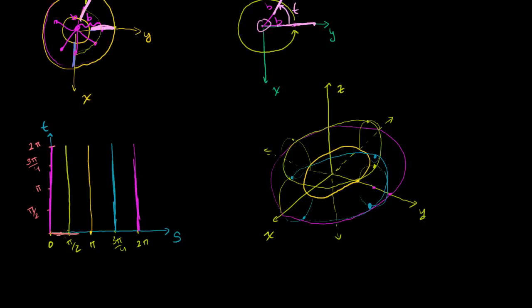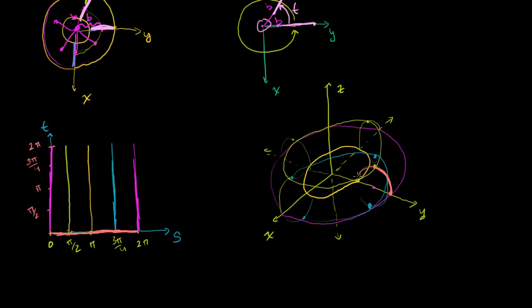So if we hold t at 0 and we vary the s, t is 0. That means we haven't rotated at all yet. So we're in the zy plane. So t is 0, and s will start at 0 and go to 2 pi. This is this point, sorry, pi over 2. That's that point over there.